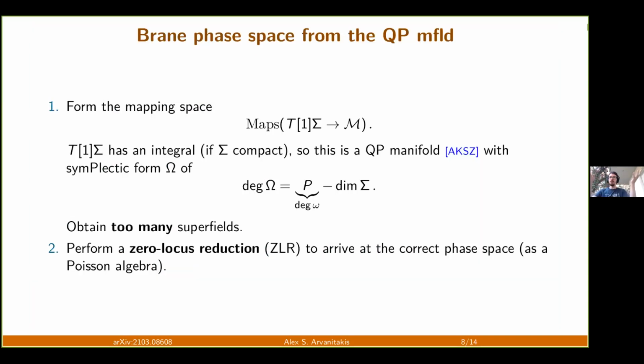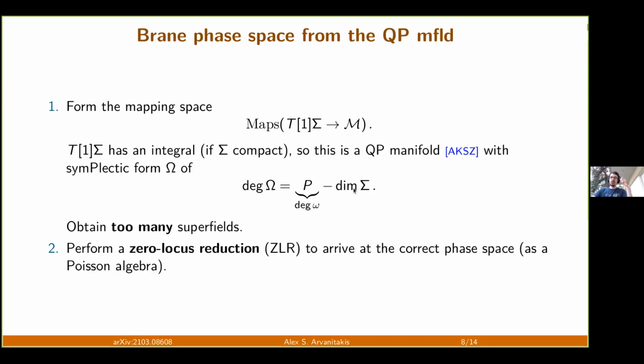Okay, so we have one QP manifold. How do we get what looks like a brane phase space from this? There's two steps. Firstly, you form the space of maps from the shifted tangent bundle of the world volume to the target space QP manifold. And the AKSZ construction tells us that if this source manifold over here has an integral, for example, if sigma is compact, it has an integral, the space of maps is a QP manifold, but the symplectic form undergoes a shift because every time you do an integral, you subtract the dimensionality of sigma.